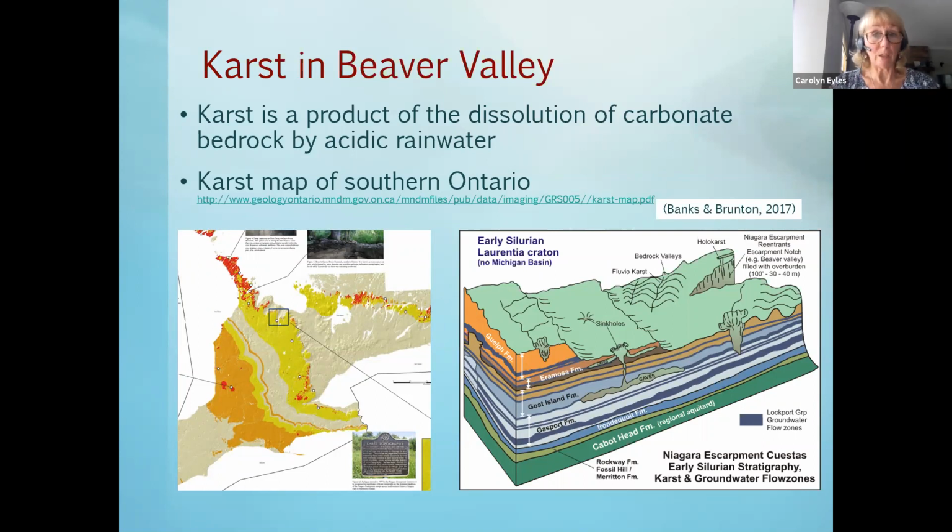So we do see it in all of these carbonate rocks, the dolostones and the limestones. It is quite extensive in this area along the Niagara Escarpment and the Bruce. There's some interesting publications that I can suggest to you. There is certainly a karst map of Southern Ontario that I've mentioned there.